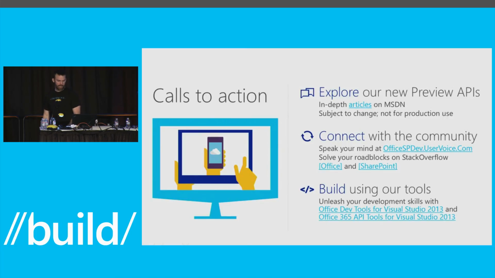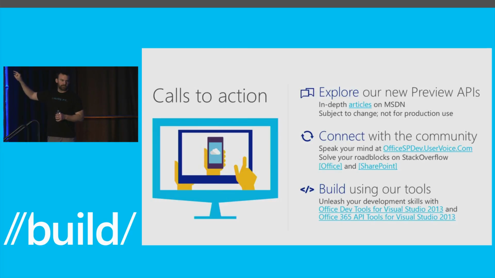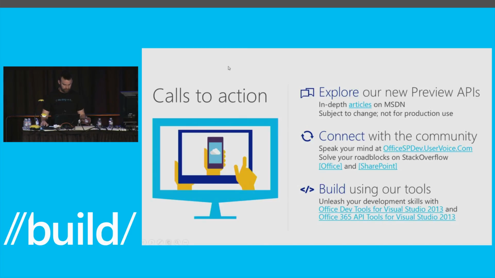Okay, so calls to action. Go check out the new preview APIs. Clearly this deck will be posted, so the fact that it says articles and there's a hyperlink behind that, don't panic, we'll be able to get at it. But if you want one URL to go to, which unfortunately isn't even on this page, it's dev.office.com. Let me show that to you.